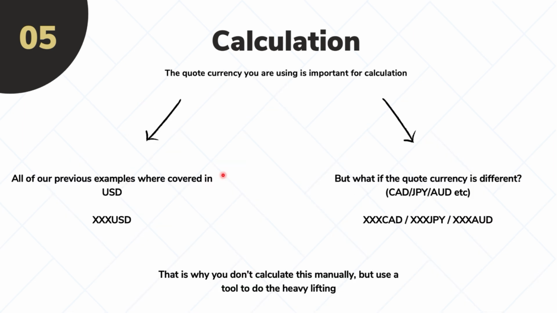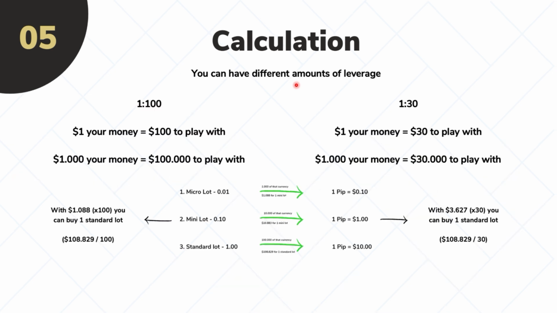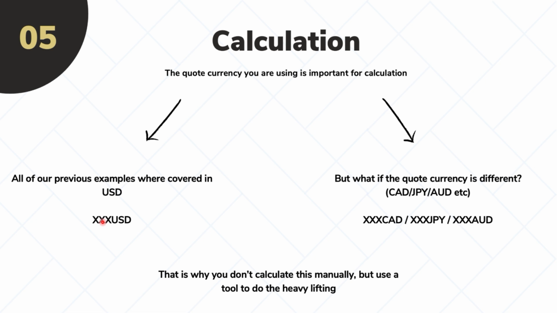To add a little note to this calculation, the quote currency you are using is important for the calculation because in all the previous examples, we all used US dollars. So for the USD pairs, so XXX USD, for example, euro US dollar. But what if the quote currency is not the US dollar, but the CAD, JPY, or AUD? So XXX CAD or JPY, so a euro CAD or USD JPY, how do you calculate it then? And then you have uneven numbers and it's quite difficult to calculate.